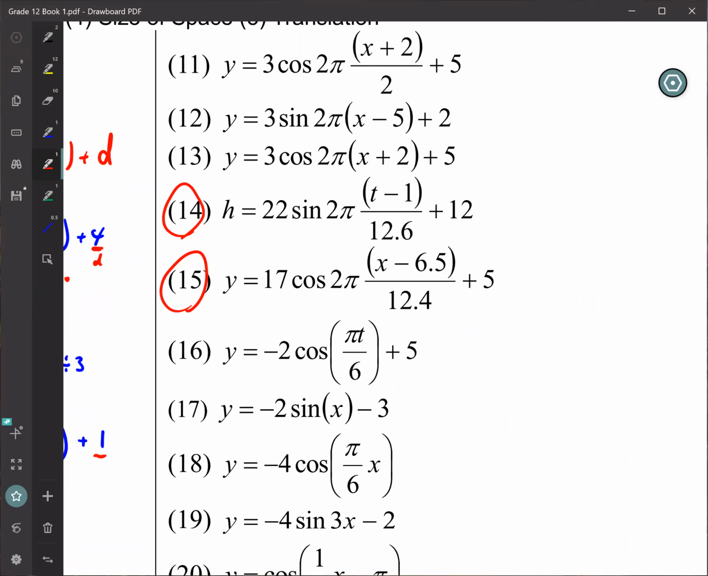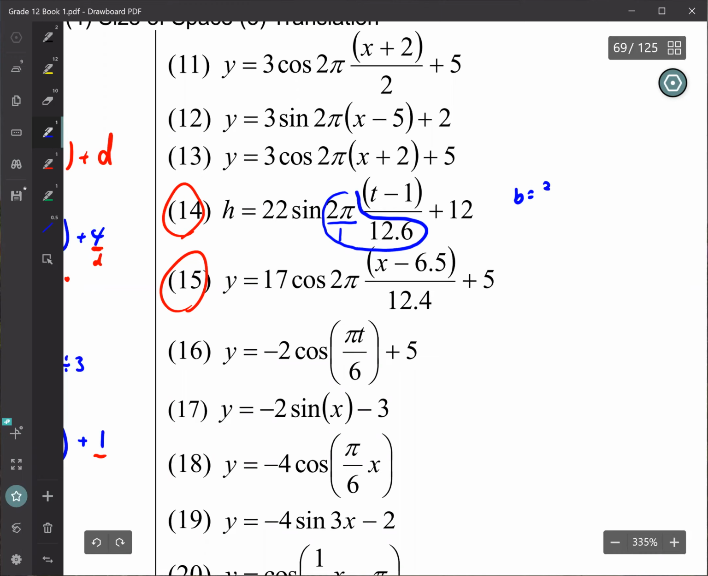14, I remember it was erased, right? You got rid of the decimal. That's okay. It's not wrong, okay? But what you could do is you just grab the numerator 2 pi and the denominator 12.6. You use that as the b. So this whole thing here is the b, okay? b is 2 pi over 12.6.